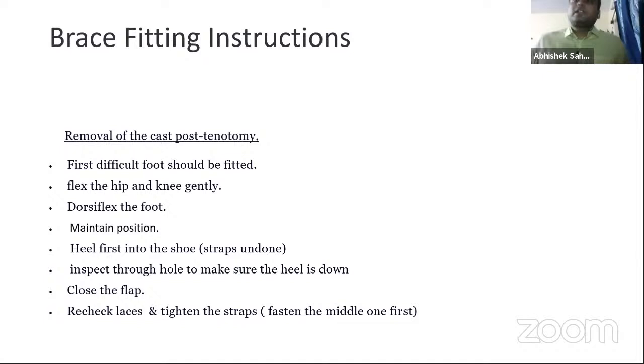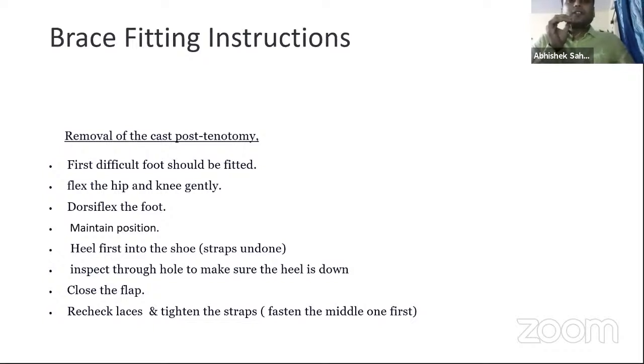Now, coming to the brace fitting instructions, we are all acquainted with this. Now, removal of the cast post anatomy. Normally, the difficult foot should be fitted. I normally take my orthotist with me during the last OT, and while fitting, we should flex the hip and knee gently, dorsiflex the foot, and then maintain it in position.